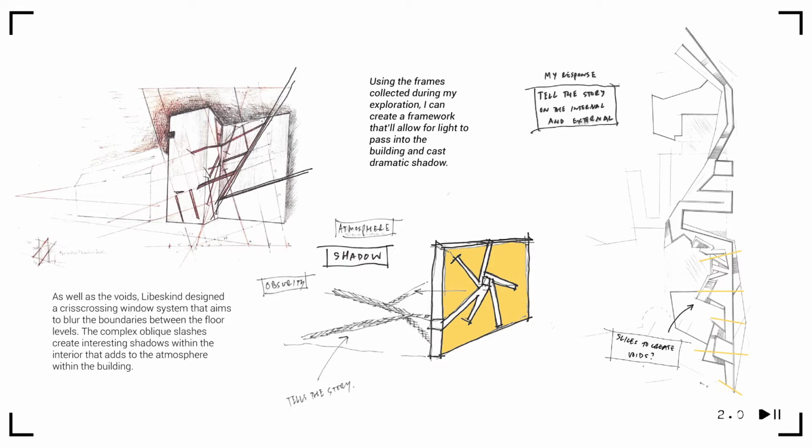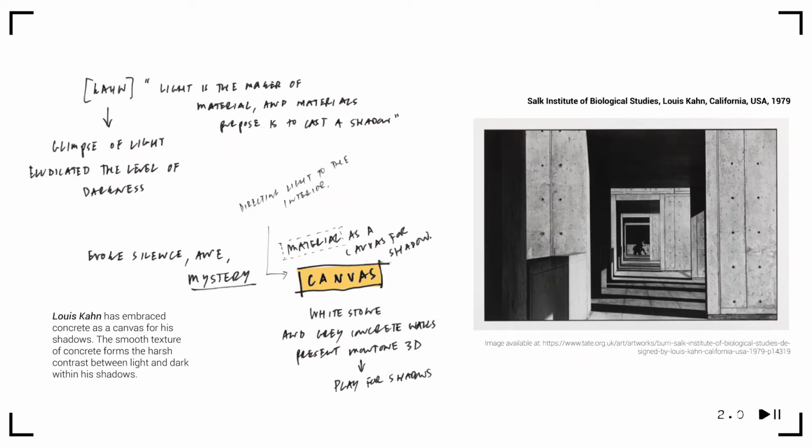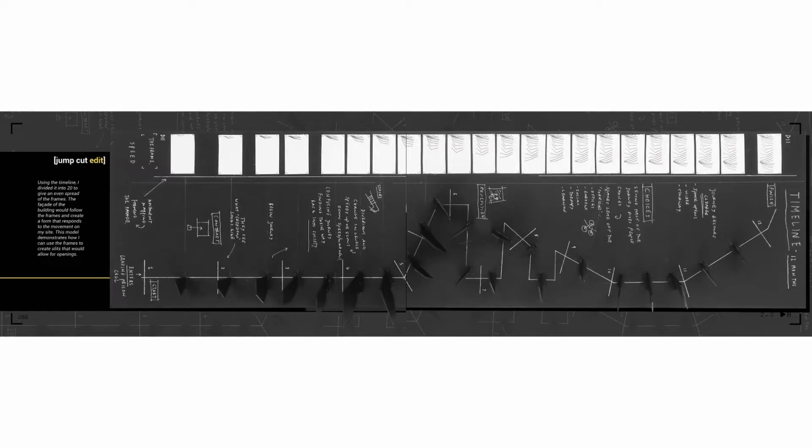I also read an article about Louis Kahn called Light Matters to understand how I could create an internal atmosphere that would reflect the confusing journey of the convict. Using concrete as a canvas, I could create contrast between light and dark by introducing a series of slits. I made a framing model that explores this, and this leads me to my final design.